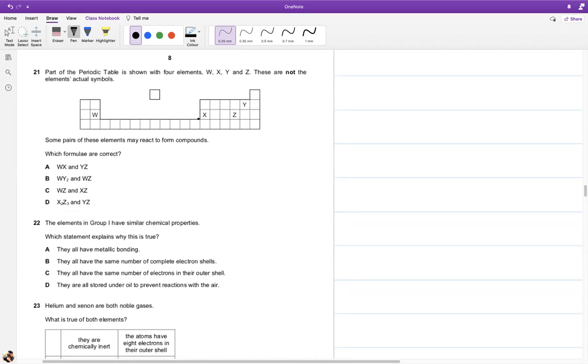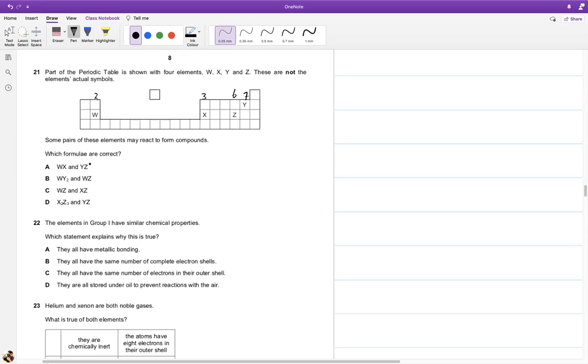All right. Part of the periodic table, we are done with half the paper. Good. Part of the periodic table is shown with 4 elements. These are not the elements' actual symbols. Some of these elements may react to form compounds. You can see that this is group 2, that is group 7. So I'll just write it there. Group 2, group 7, group 6, group 3, just so I know.